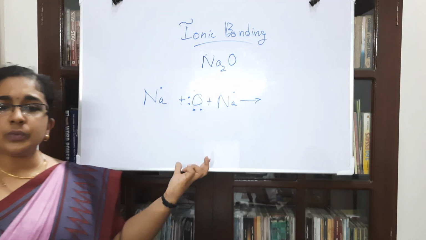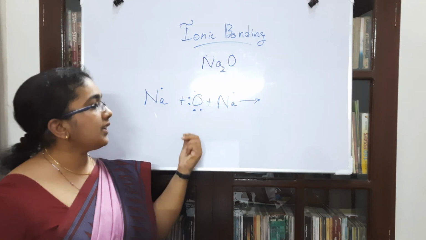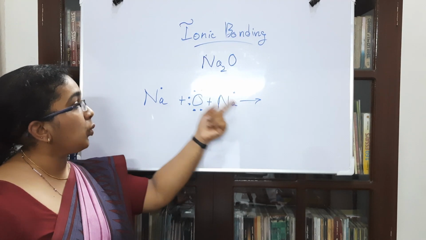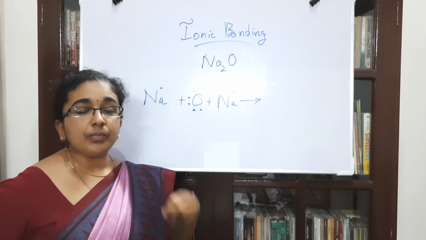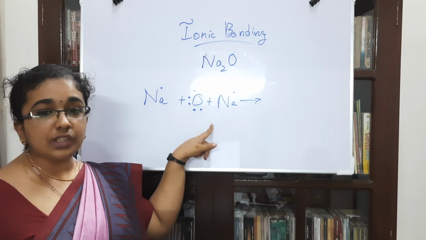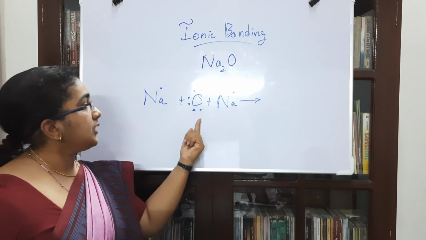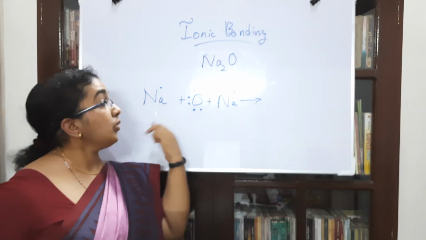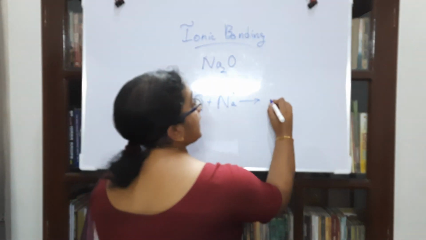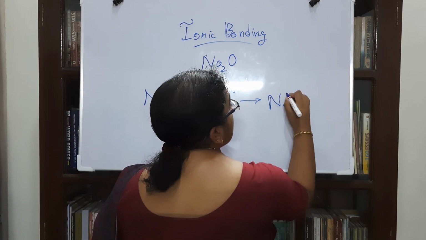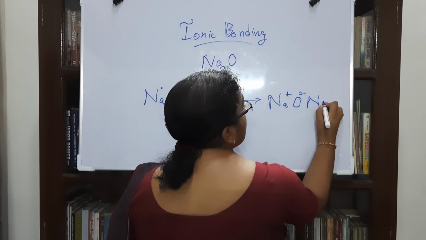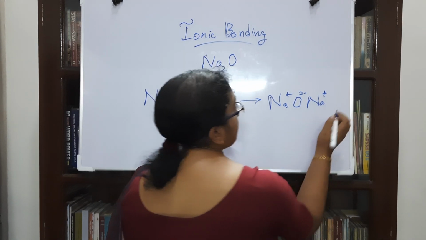Here also we can say that the oxygen atom needs 2 more electrons to form an octet. So both sodium atoms will donate 1 electron each to the oxygen atom, so that the oxygen atom and both the sodium atoms attain stability, which can be represented as Na+ O2- Na+.